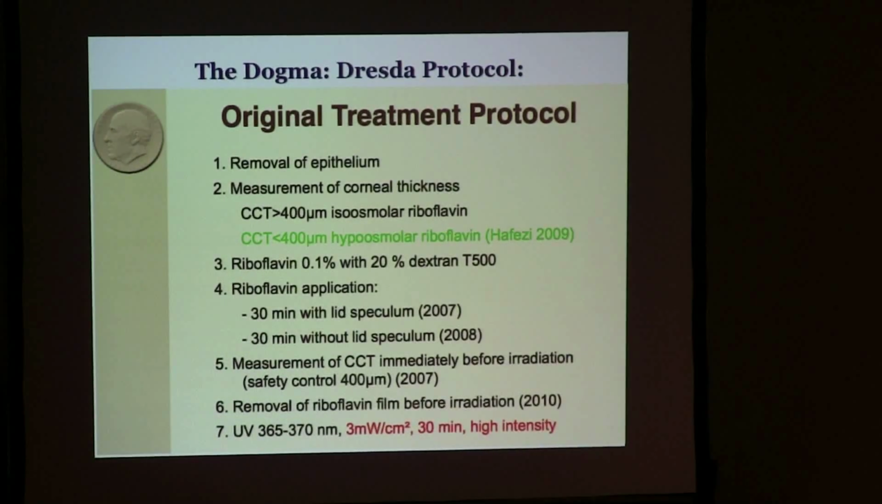This is the Dresden protocol. It is actually what has been used until now. Essentially, we have a 1-hour procedure with 30 minutes of soaking with dextran riboflavin 0.1%, and then 30 minutes of irradiation at 3 milliwatts per square centimeter, at 5.4 joules of energy.